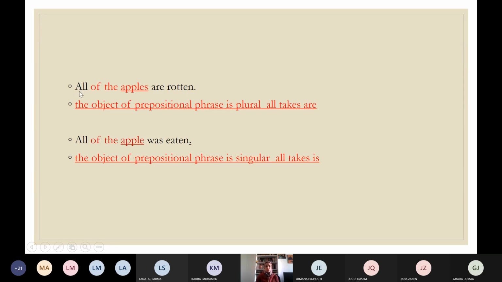How can I determine? I look at the object of a preposition. So the object of a preposition is the subject? No, no, no, no. I just look at the object of the preposition to determine whether all will be singular or plural. So if the object of the preposition is plural, all will take a plural verb. Here the object of the prepositional phrase is plural, so all takes "are." Now if I said "all of the apple," not plural, it will take "was." The object of the prepositional phrase is singular, so all takes "was."